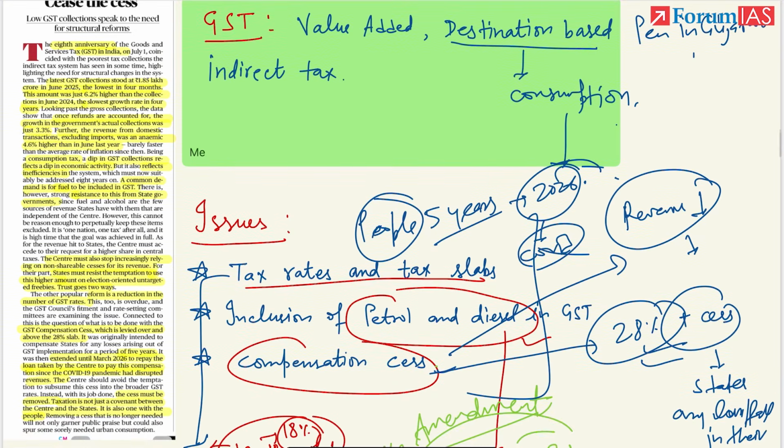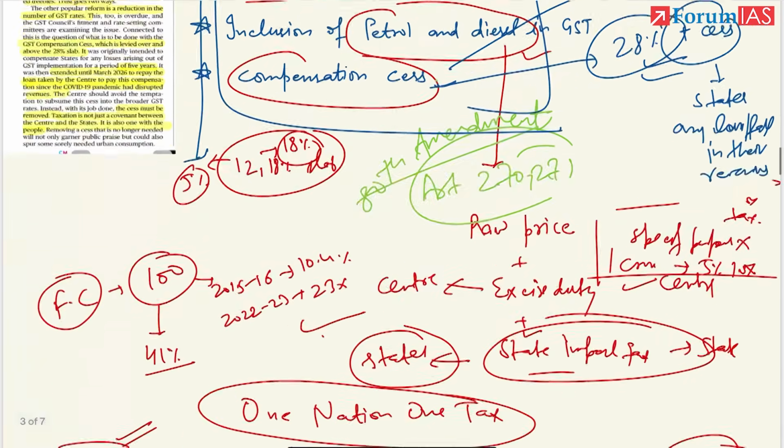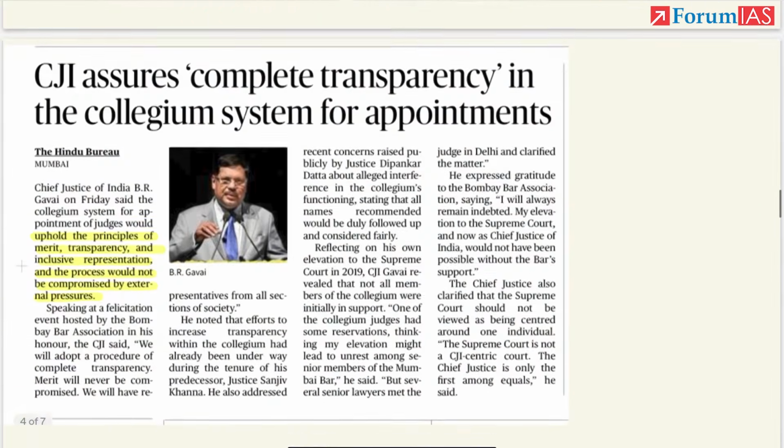Okay. So we saw these three issues: cess and surcharge, compensation cess, inclusion of petrol and diesel in GST, and tax rates and tax slabs. Let's move on to the next topic.